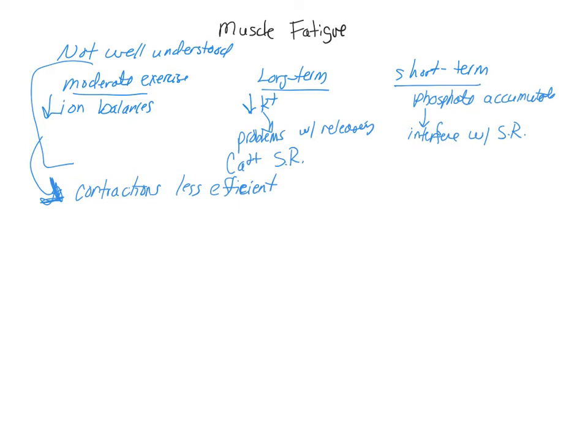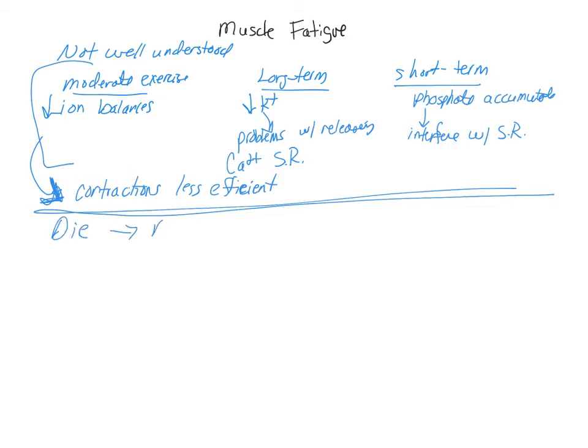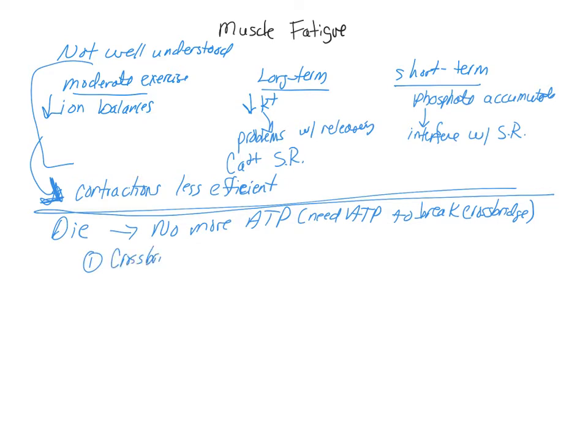Okay, now in contrast, okay, when you die, you're not going to make any more ATP energy, okay? I want you to remember that you need ATP to break the cross-bridge attachments. So the myosin head will not release the actin until you put an ATP molecule on it. So those cross bridges don't detach. What this is going to lead to, so let's see, so one, cross bridges won't detach.